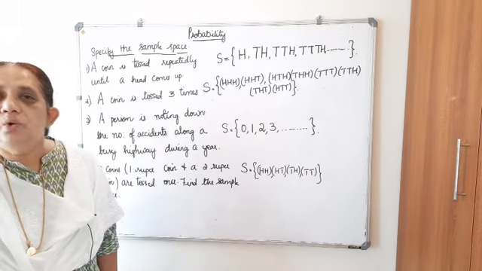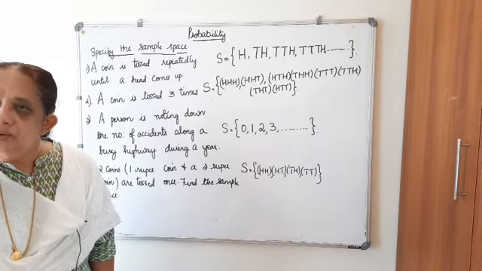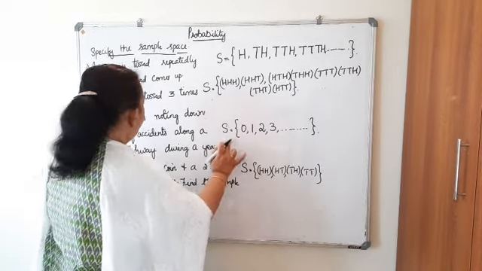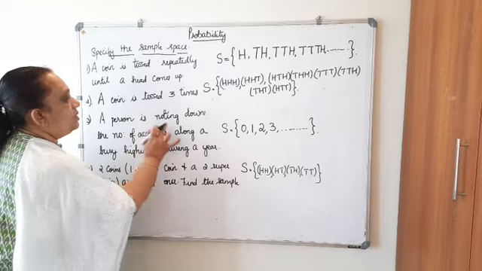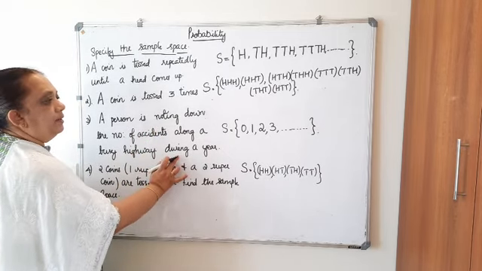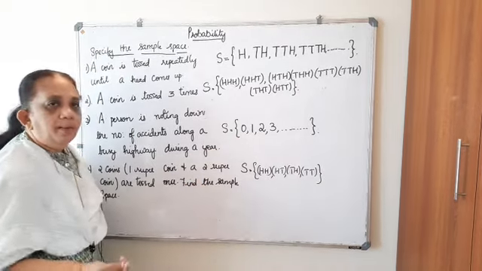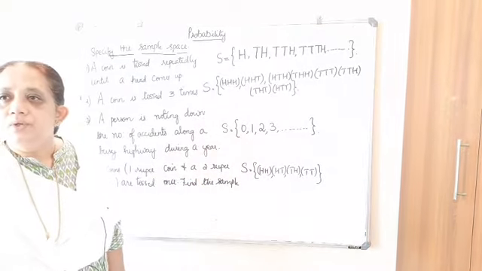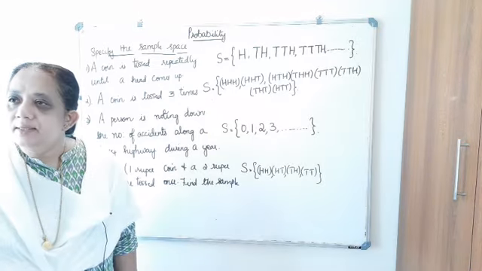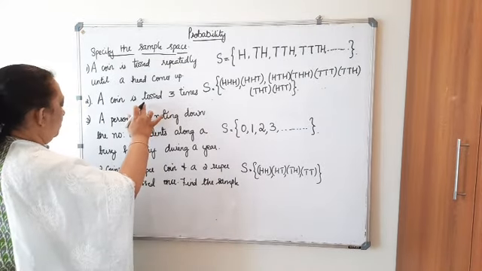That is, there is no end. The experiment can be performed and it goes on and goes on. In the third case, a person is noting down the number of accidents along a highway during a year. The number of accidents can be 0, 1, 2, 3, etc. That means it is an infinite case. But what about the second and the fourth one?